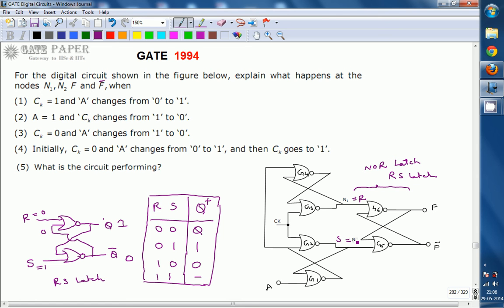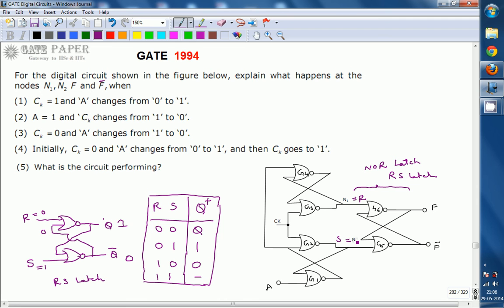For that, the inputs are N1, which acts as reset, and N2, which acts as the set input, and the outputs are F and F bar. Now, what values are you going to apply at N1 and N2 for the different possibilities so that you can expect the output?